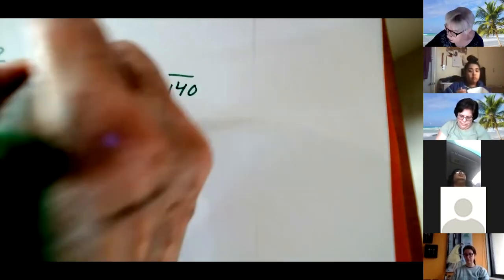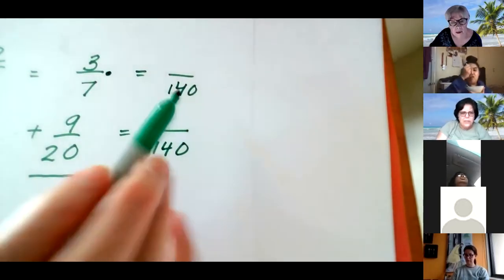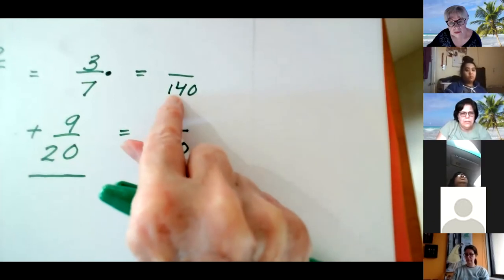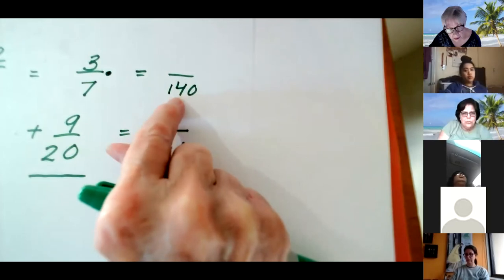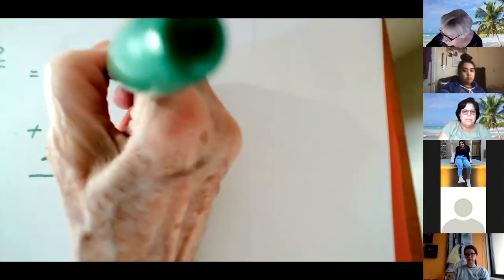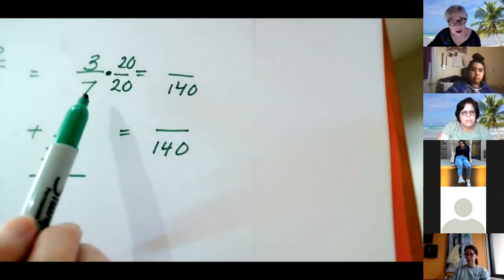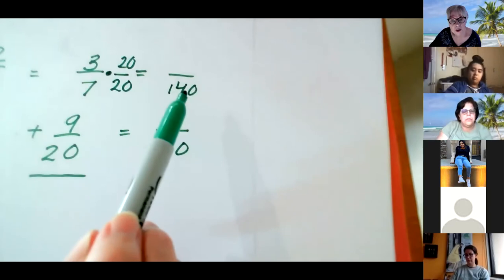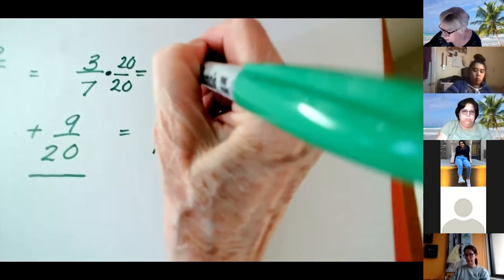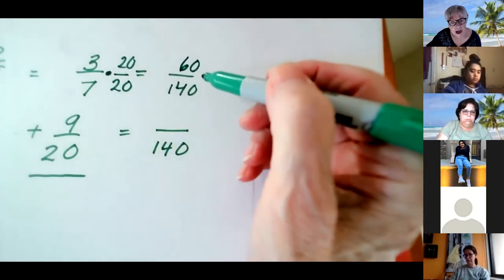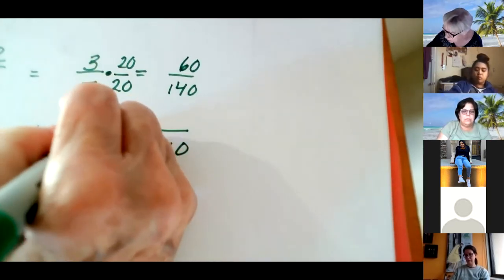Let's see if we can actually finish this problem. 7 divides into 140. How many times? 7 into 14 is? 20. It goes 20 times. Yeah, you're right. And then you can check to see that you picked the right number, because 7 times 20 is 140. That's correct. 3 times 20 is 60. And we had to raise it to higher terms so that we'd have a match. Now I need to do this one.